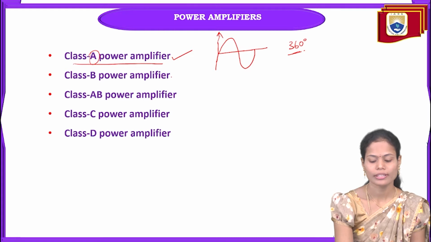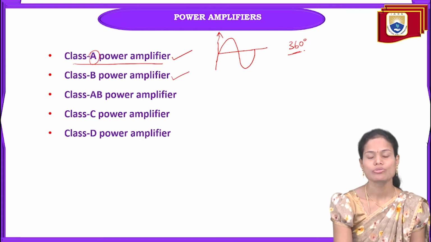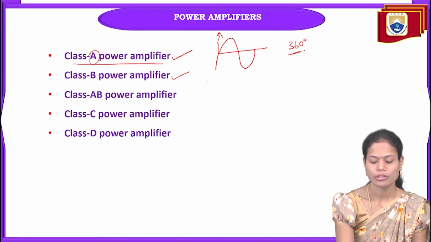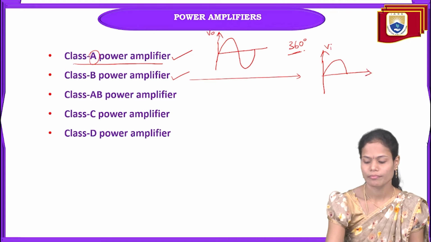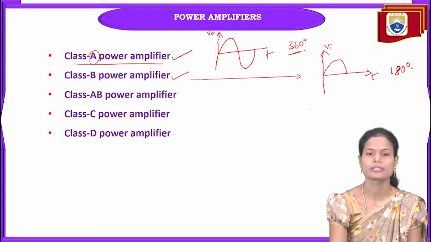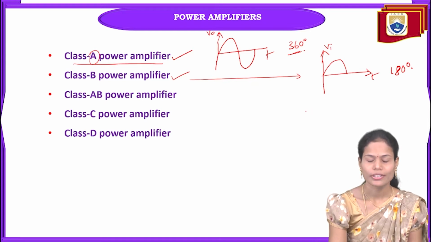The Class B power amplifier utilizes only half of the input signal for amplification. It is 180 degrees only; only up to 180 degrees of the signal can be utilized for the amplification.